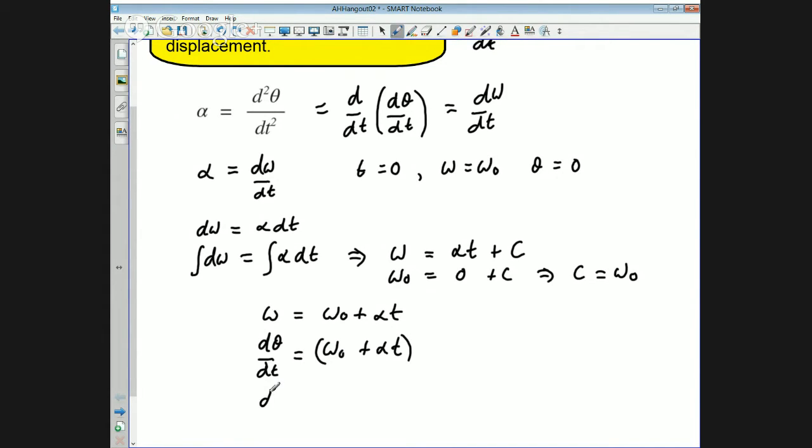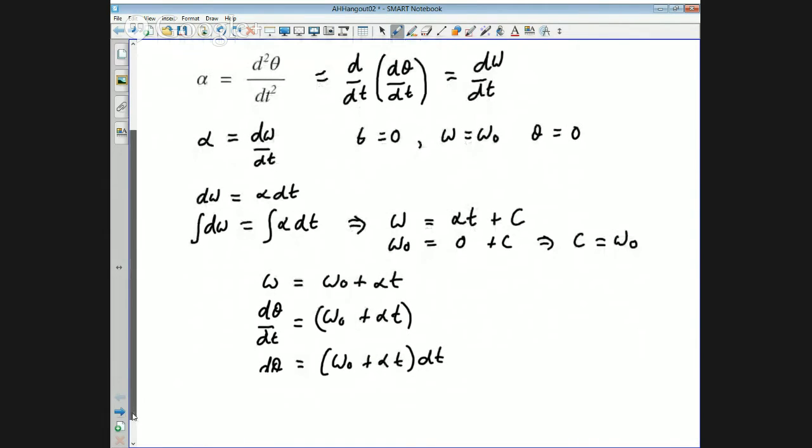We have d theta is going to be equal to omega naught plus alpha t dt. So we have got an expression to integrate up. So the integral of d theta should equal the integral of omega naught, I'll put that in a bracket again, plus alpha t dt.